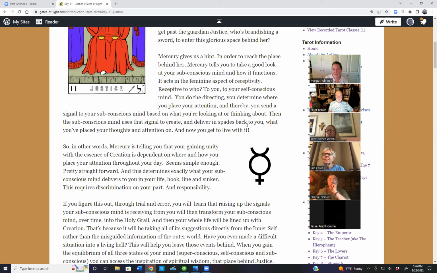and how it functions. It acts in the feminine aspect of receptivity. Receptive to who? To you, to your self-conscious mind. You do the directing. You determine where you place your attention. You pick where you place your attention. And thereby, you send a signal to your subconscious mind based on what you're looking at or thinking about. Then the subconscious mind uses that signal to create and deliver in spades back to you what you've placed your thoughts and attention on. And now you get to live with it. Enjoy. Hopefully you weren't thinking too many negative thoughts, because that's very unpleasant.